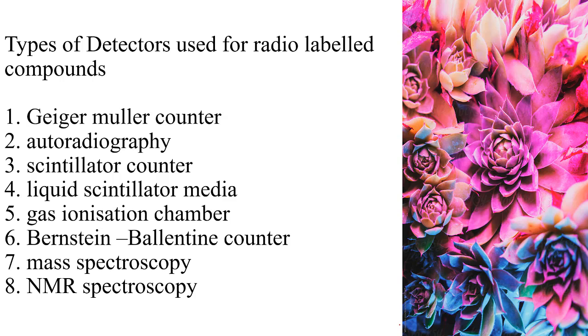After introducing the radioactive isotopes into the stem or plants or anything else, we have to detect those radioactive isotopes, right? To detect them, we have 8 types of detectors. First one is the Geiger-Müller counter, and next are autoradiography, scintillator counter, liquid scintillator media, gas ionization chamber, Bernstein Bellantine counter, mass spectroscopy, and NMR spectroscopy.